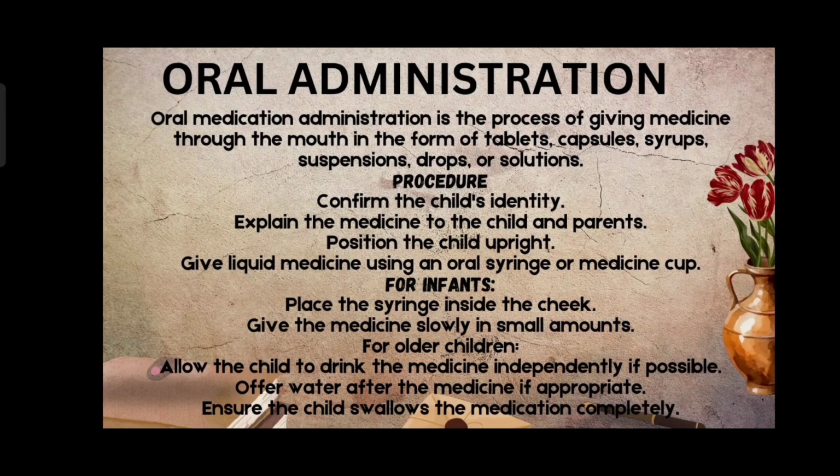or solutions. So the procedure is, first we have to identify the child, then we have to explain the medicine, then we have to position the child upright, then we have to give the medicines appropriately. If it is a liquid medicine for an infant, we have to use the oral syringe to give the medications. First, we have to place the syringe inside the cheek. Then we have to give the medicine slowly in small amounts.